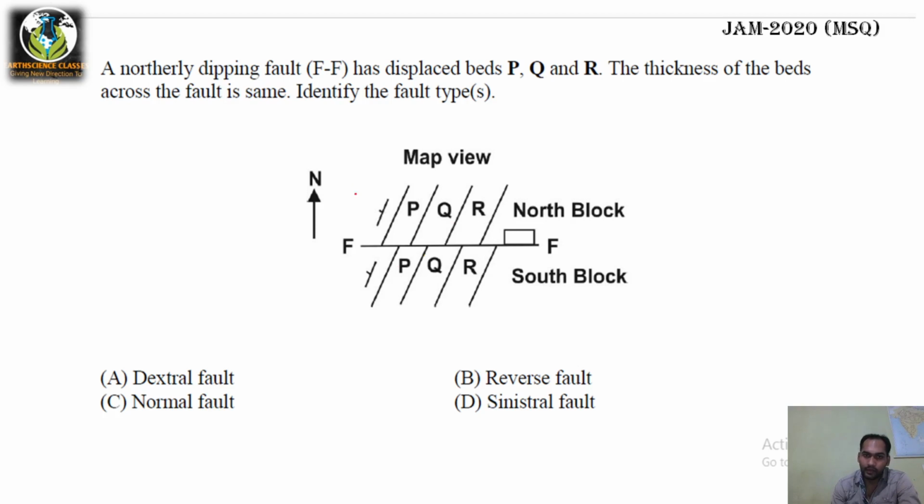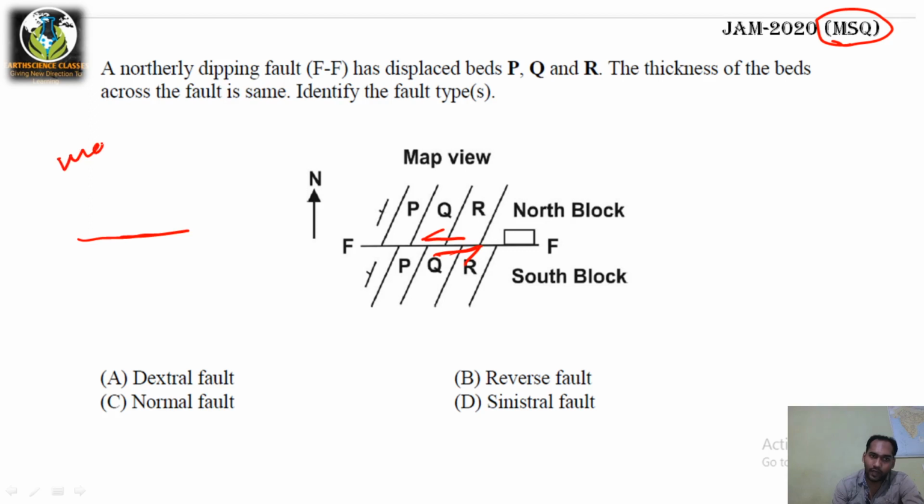So from this diagram, this was asked as an MSQ, a multi-selection question. So there may be 1 or 2 or 3 or 4 answers, whatever, right? There can be either one answer or many options. For the first time when you look at this diagram, I need not explain this because it is very clear from the picture itself. You can see this is the map view.